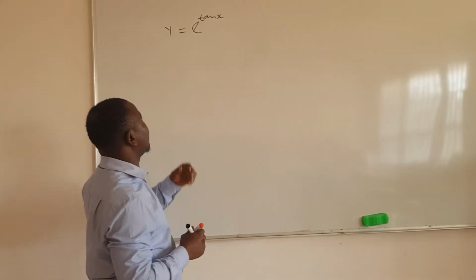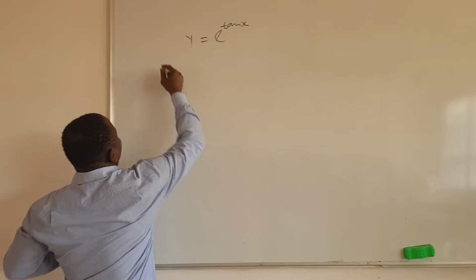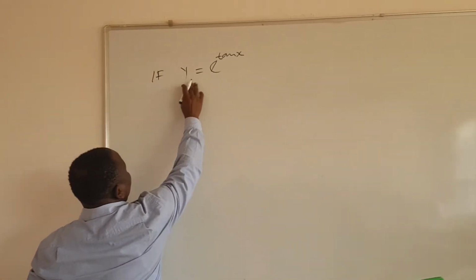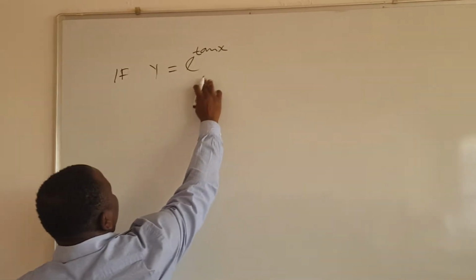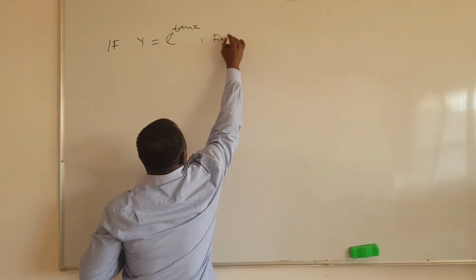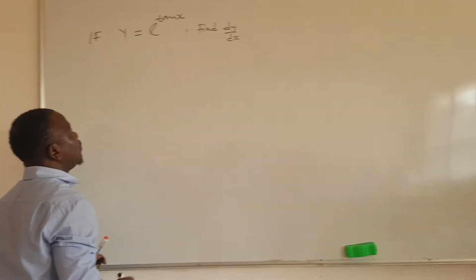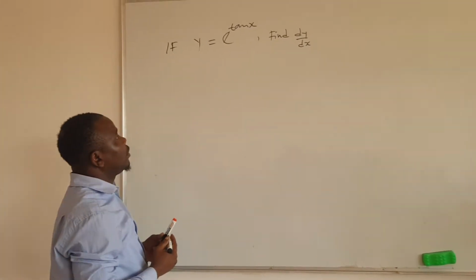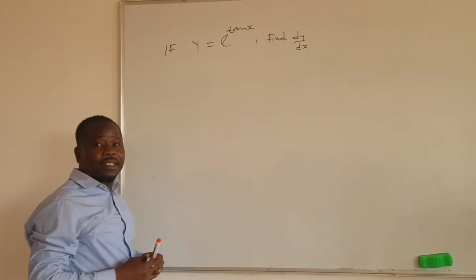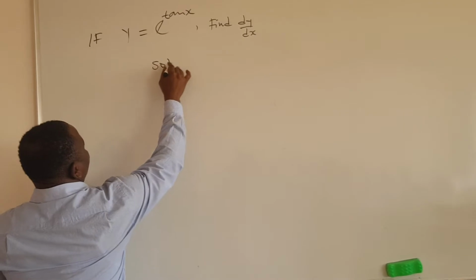We're going to look at this function. If y is equal to e to the power of tan x, find dy over dx. It's not difficult. I'm going to take it step by step so that you will understand it better.